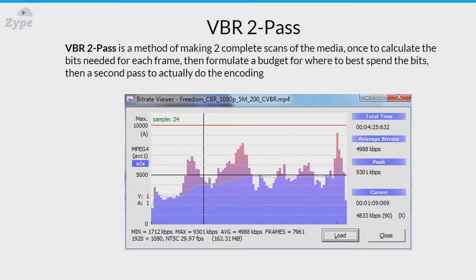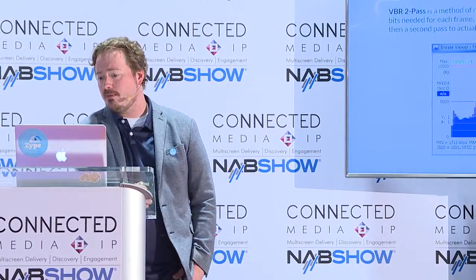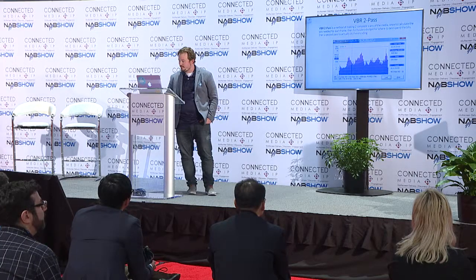2-pass is VBR again, except it's making a second scan of the media to calculate the bits for each frame. And then it formulates a budget on where best to spend the bits. It is a much better way to encode VOD. It is definitely our preferred method of encoding VOD because you're able to analyze the media prior to calculating the bits in each frame. I'm going to jump down here.